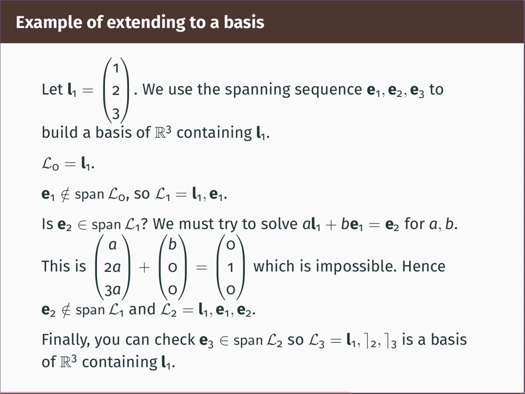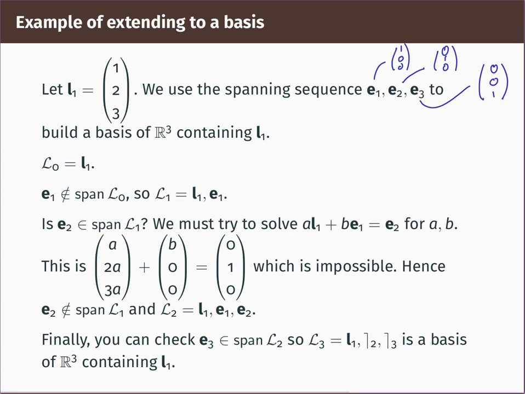We're going to start off with a linearly independent sequence, curly L, consisting of one vector, just l_1, which is the vector (1, 2, 3), sitting inside R^3. We know a spanning sequence for R^3. We know that the standard basis e_1, e_2, e_3 is a spanning sequence for R^3. So here, as usual, when I write e_1, e_2, e_3, I mean the standard basis. So e_1 is (1, 0, 0), and e_2 is (0, 1, 0), and e_3 is (0, 0, 1).